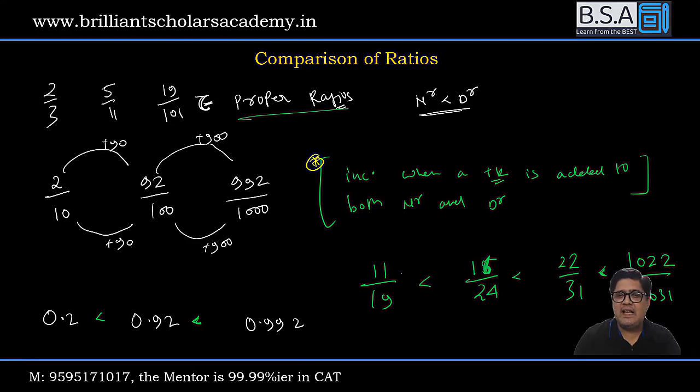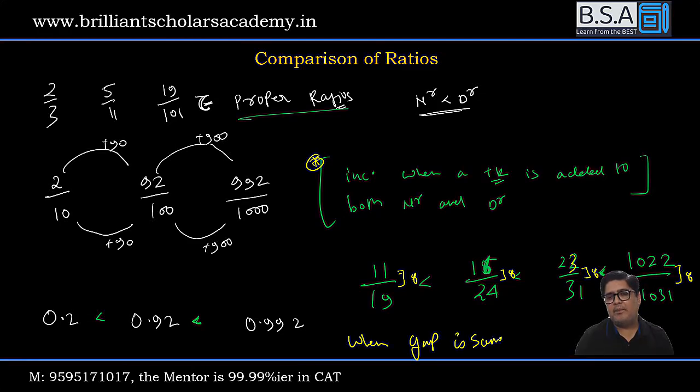Can I say the gap between these two is 8? The gap is 8. Here, is the gap 8? No. I added 7 to these. That is 23. The gap is 8. When the gap is same between numerator and denominator, larger number gives you larger ratio.